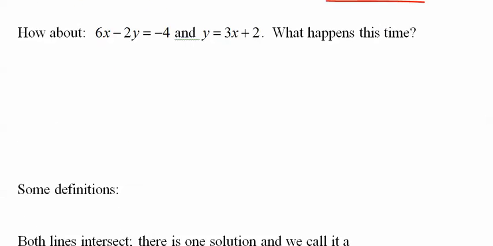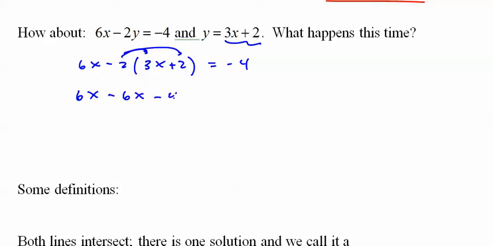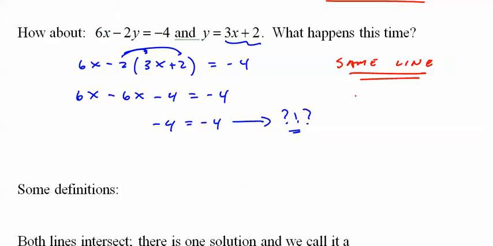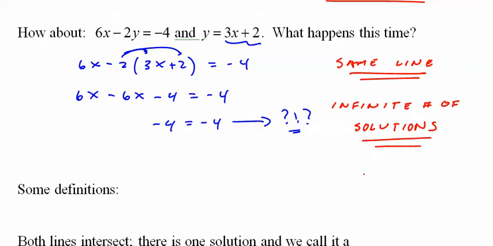Try another one. I guess I'm getting inconsistent down here. 6x minus 2 times, sub it in, 3x plus 2 equals negative 4. 6x minus 6x, minus 4 equals negative 4, minus 4 equals negative 4. Well, minus 4 does equal negative 4, so these are actually the same lines, so this is a same line. There are an infinite number of solutions, even though there are not any solutions. They have to fit the line, but there's an infinite number of them. We call this dependent and consistent.